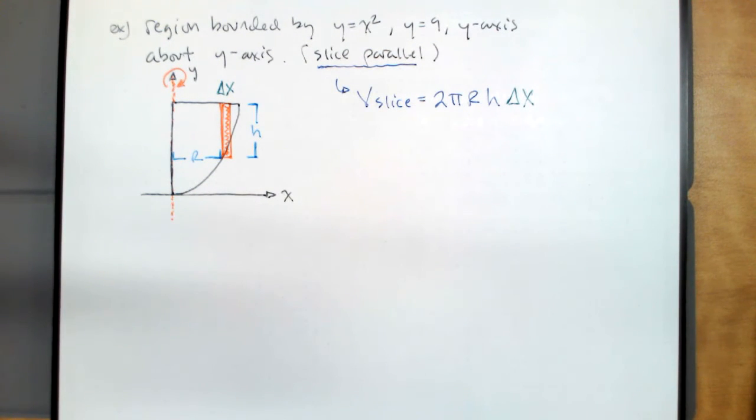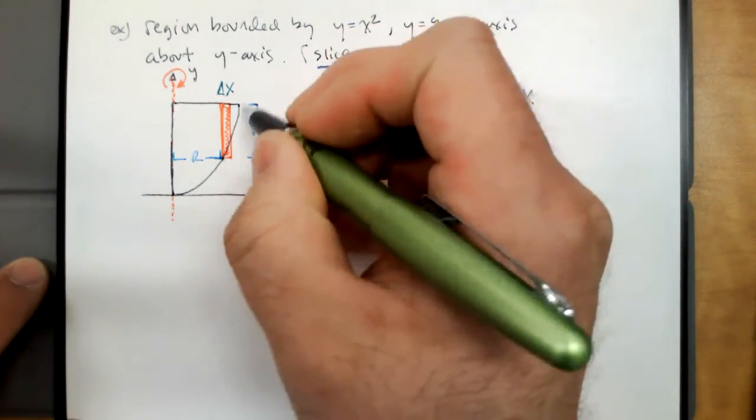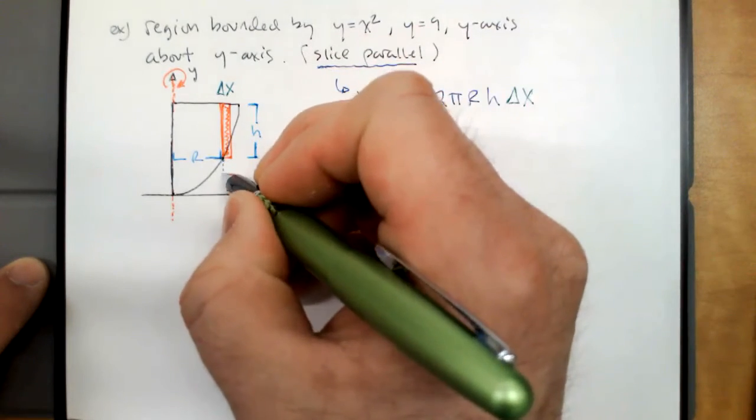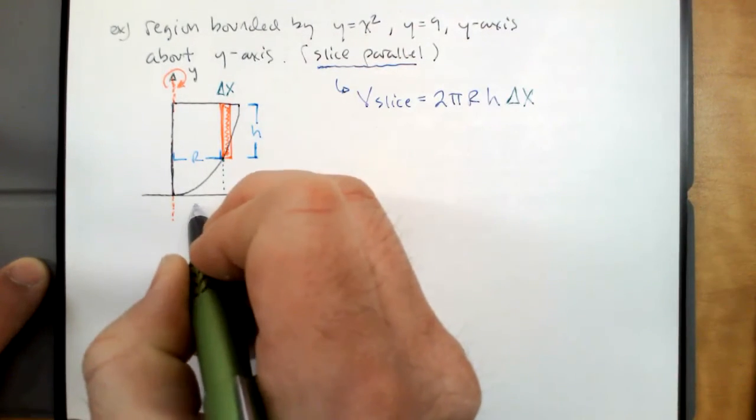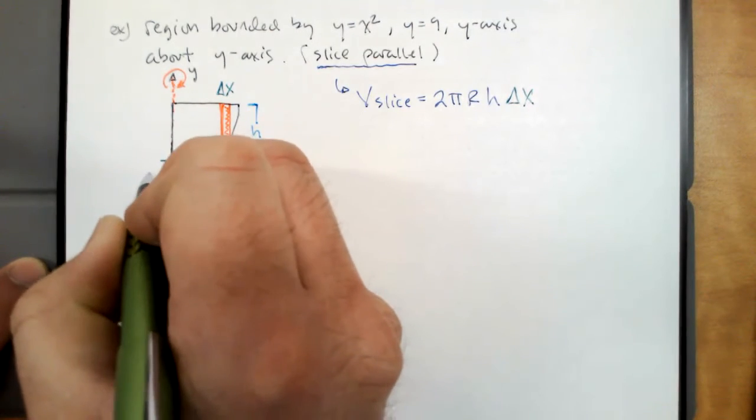Now I just need to write the radius and the height in terms of x and y. So that means I need to know where x and y are. I'm going to pick a point where the slice intersects y equals x squared. So I can label x and y.